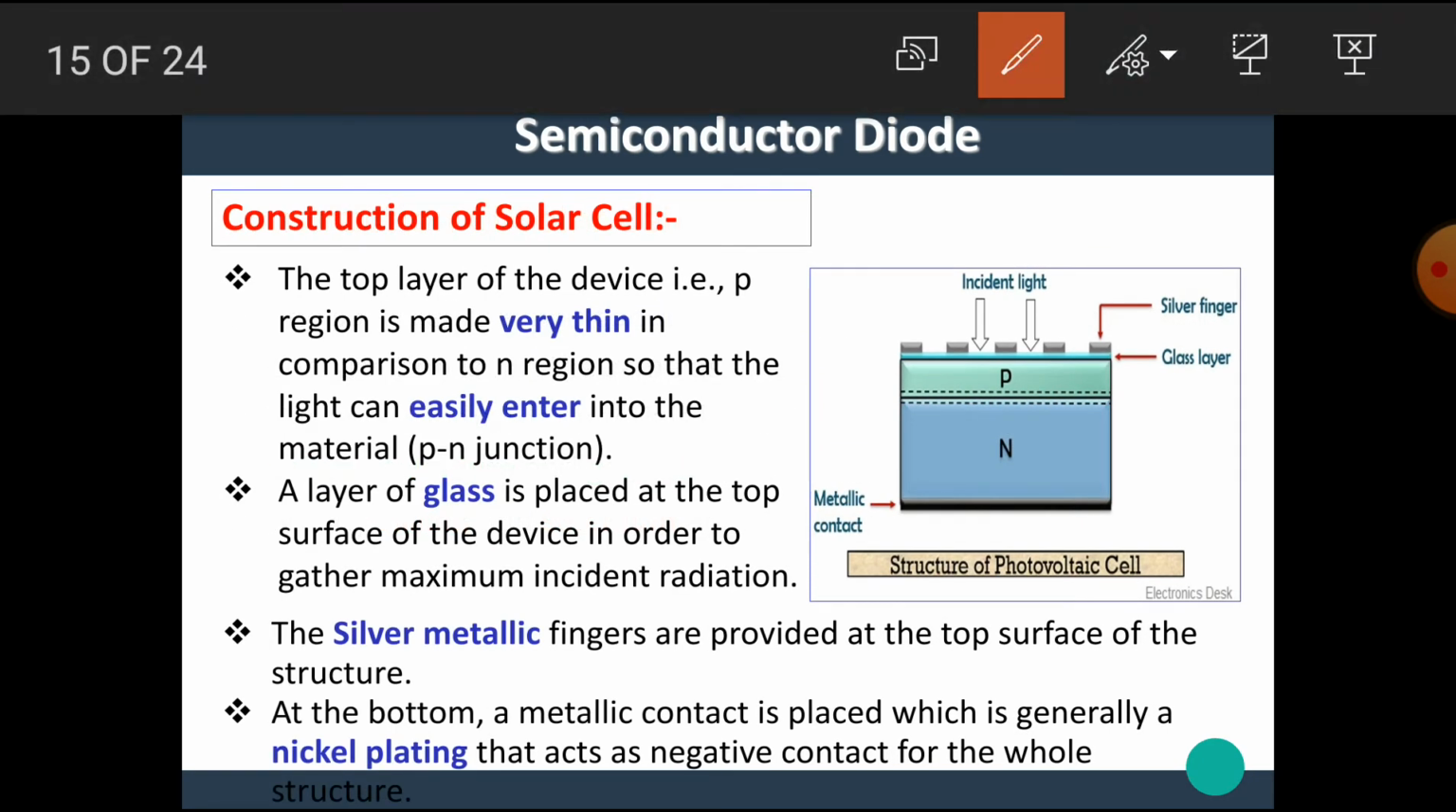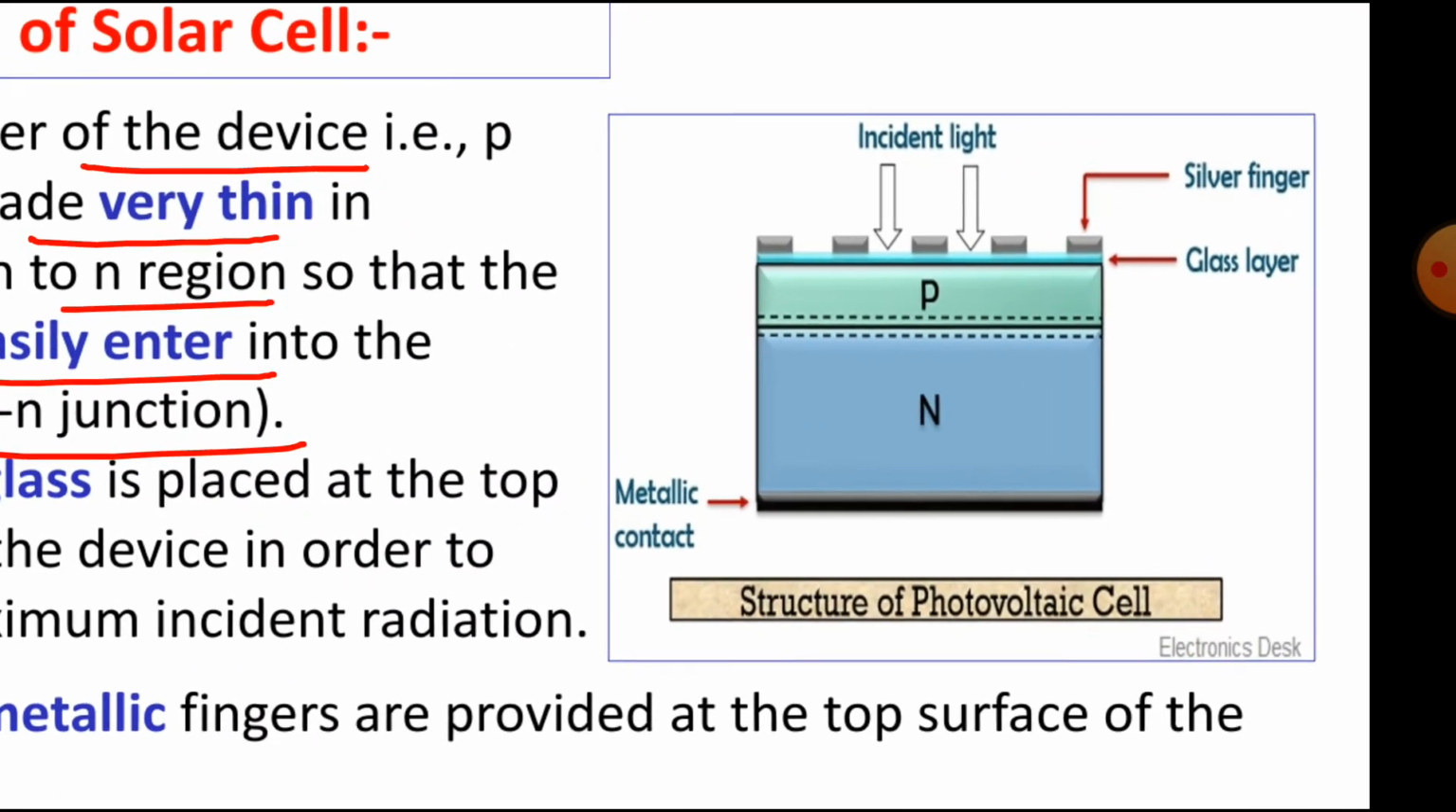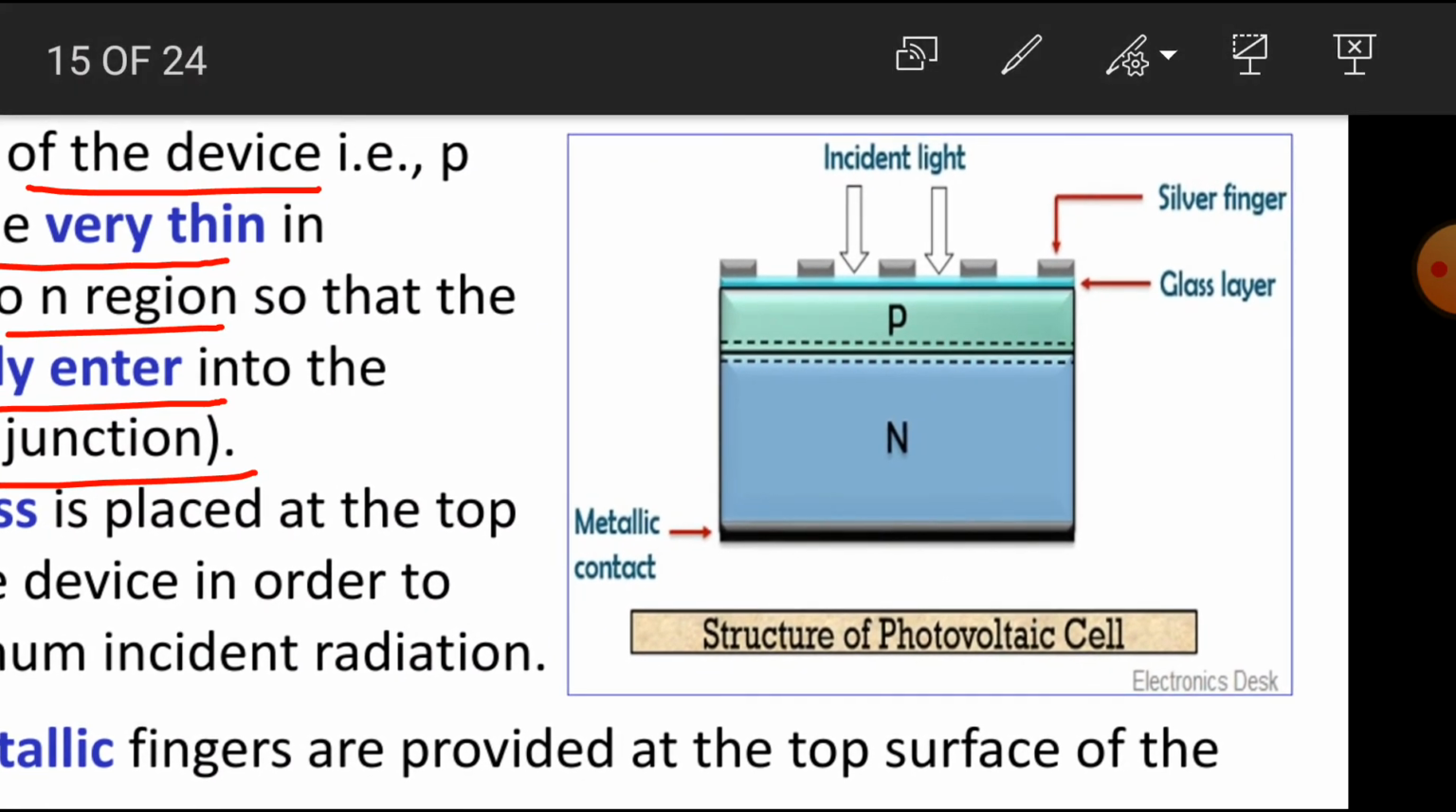Now, let's see the construction of the solar cell. The top layer of the device, that is the P region, is made very thin in comparison to the N region so that the light can easily enter the material at the PN junction. Here the construction of the photovoltaic cell or solar cell is shown, in which we can clearly see that the P region is thin with respect to the N region. This arrangement is done because the light incident on the P layer directly enters towards the PN junction.